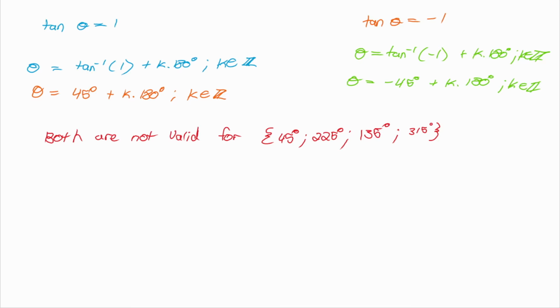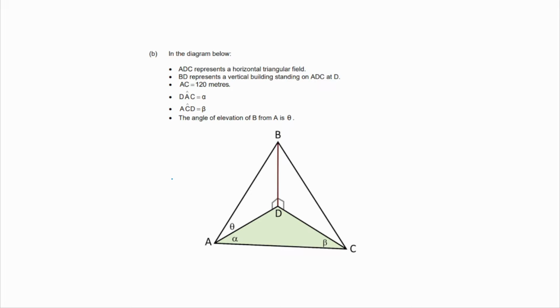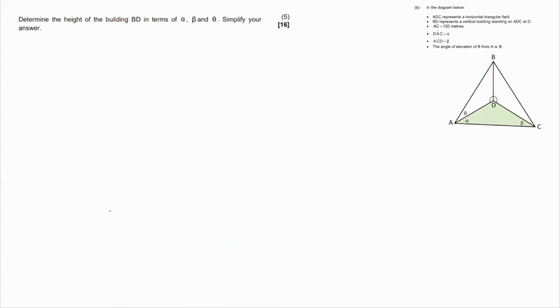Now for B over here, they say ACD represents a horizontal triangular field. So this is our horizontal plane. And BD represents a vertical building, so these are 90 over here. And they say AC is 120 meters, so here we have 120. DAC is alpha, that's given. ACD is beta, that's given. And then they say the angle of elevation of B from A is theta over here. All right, so that's all the information there.